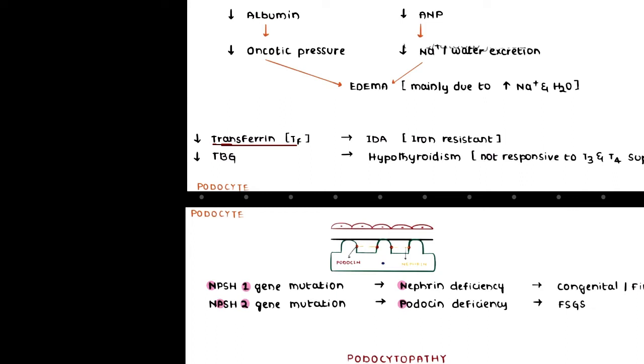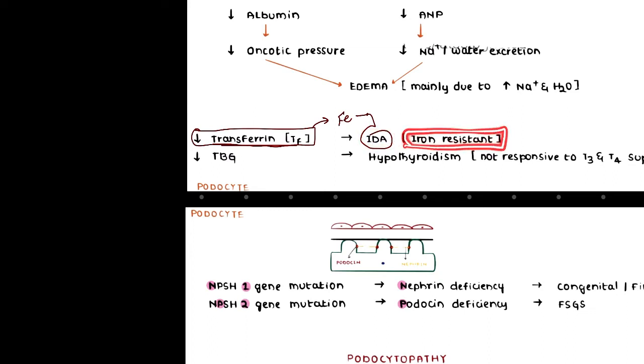If there is loss of transferrin, then what will happen? There will be no transfer of iron. As there will be no transfer of iron, the person will suffer from iron deficiency anemia. And this iron deficiency anemia is a bit peculiar because it is iron resistant.